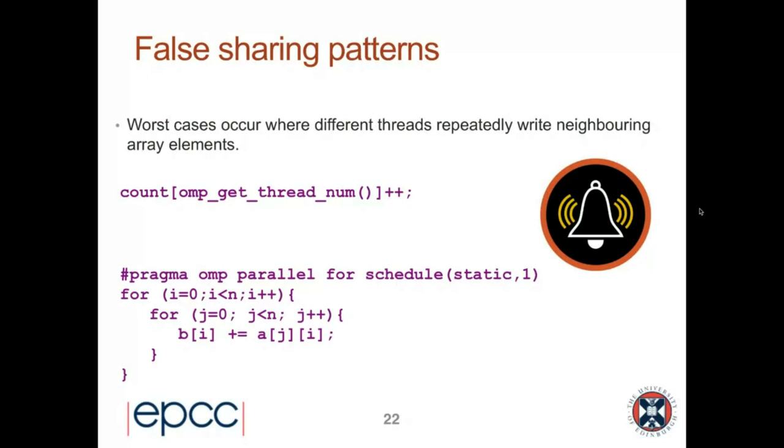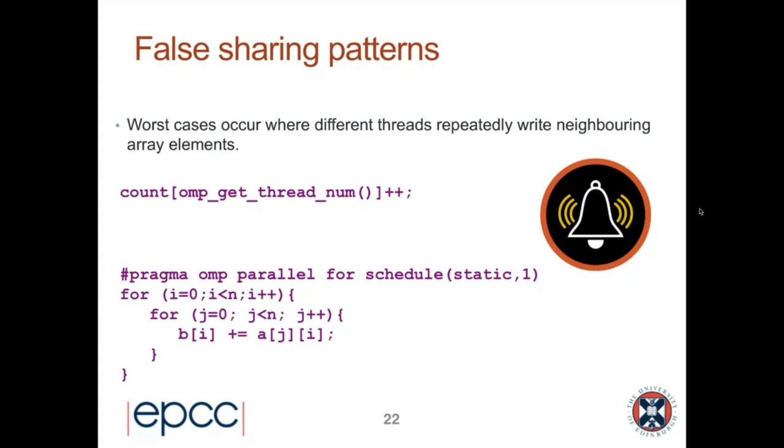So the worst cases, and the ones that you should worry about, are where you have different threads making really frequent writes to neighboring array elements. That's the most common pattern where this can happen. So, for example, having a shared array and indexing that with the thread number and doing lots of frequent updates to that, for example, like counting something going on in your program, can be really bad.